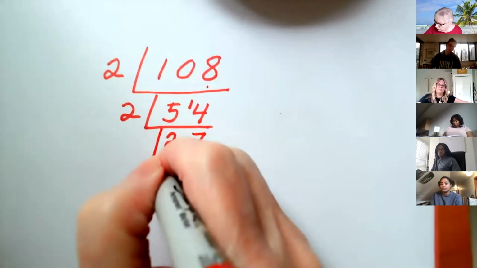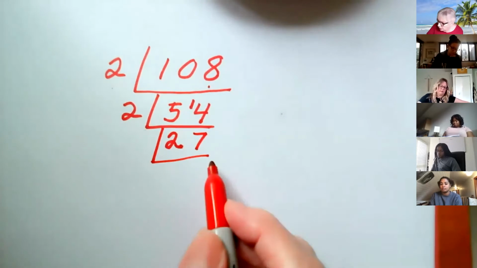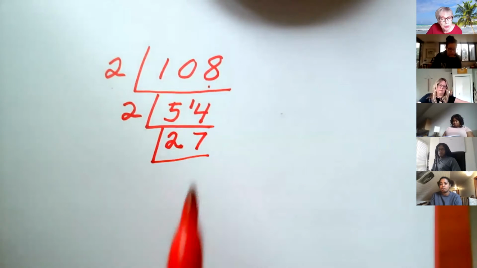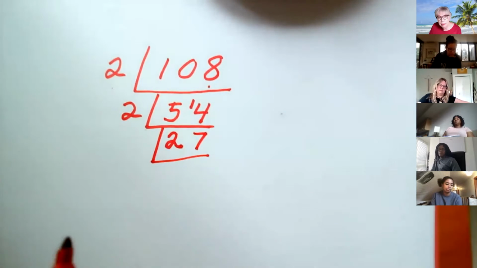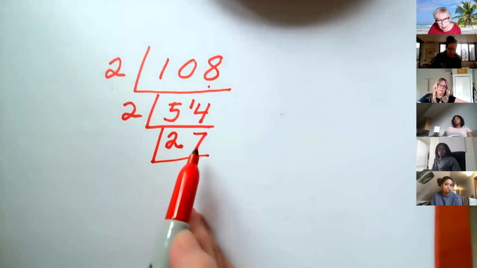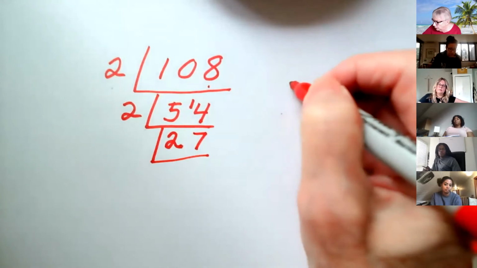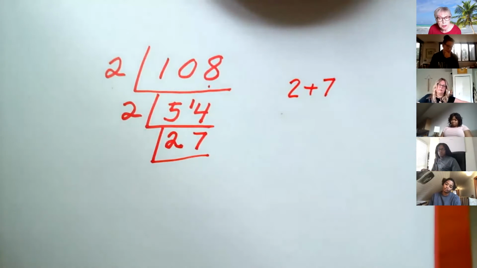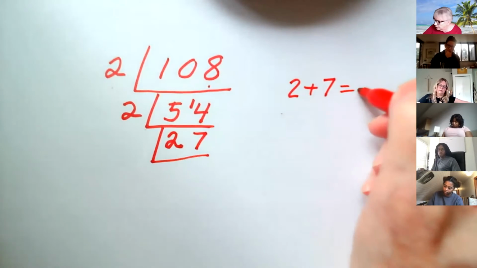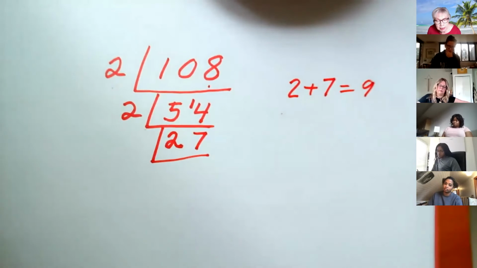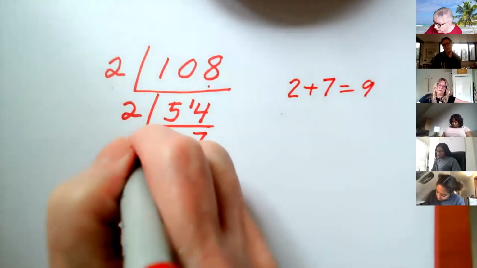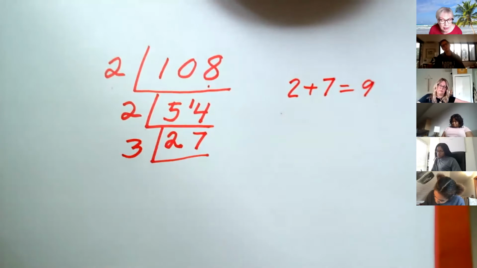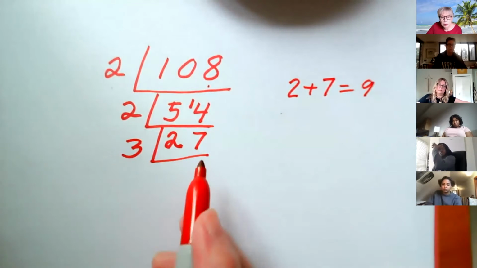I cannot use 2 again because this number is odd. And so 2 will not divide it. But I'm hoping you remember from last class what I said about numbers like 27. This shortcut for 27 is valuable to you because 2 and 7 is 9, which means that's a multiple of 3, which means 3 divides it evenly, no remainder. And that's what we're looking for. 3 into 27 is 9.